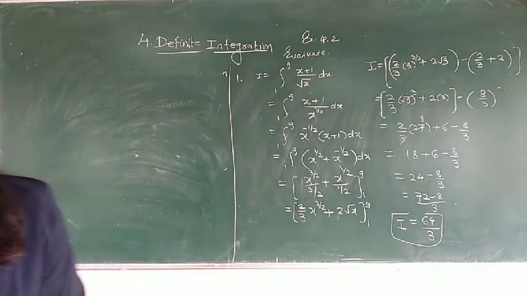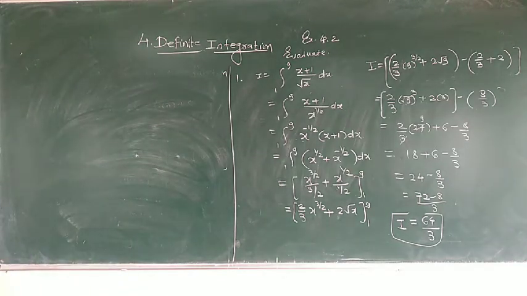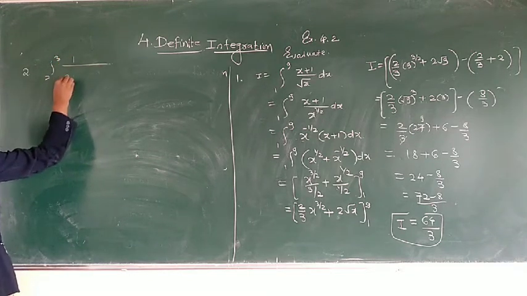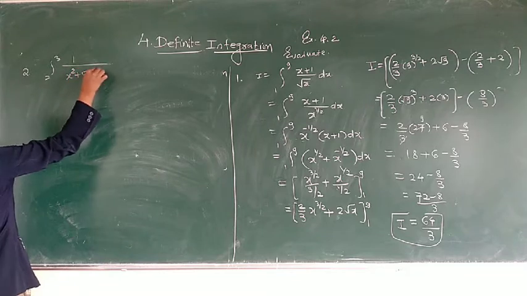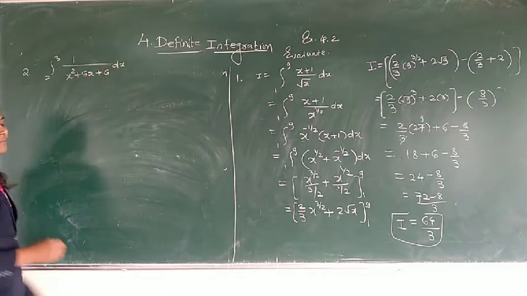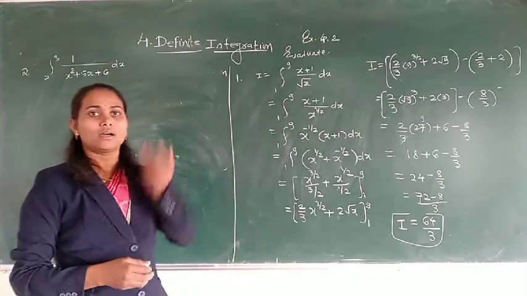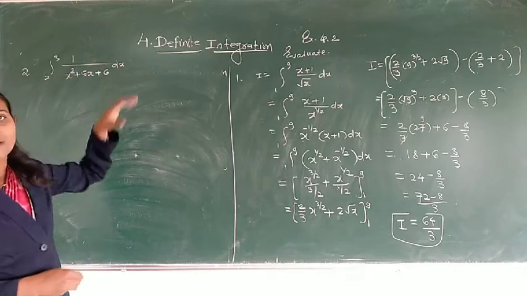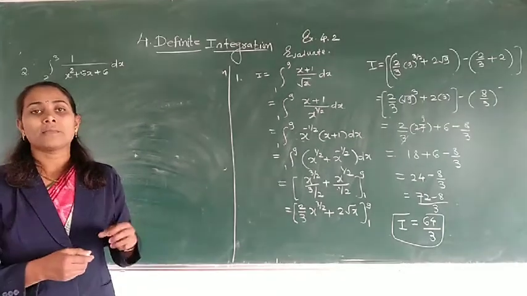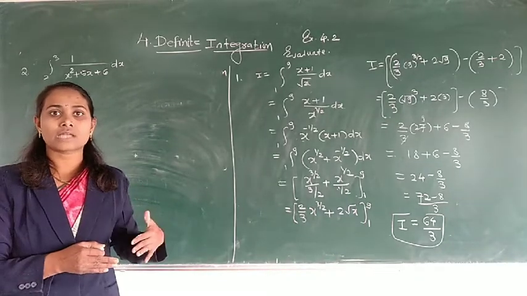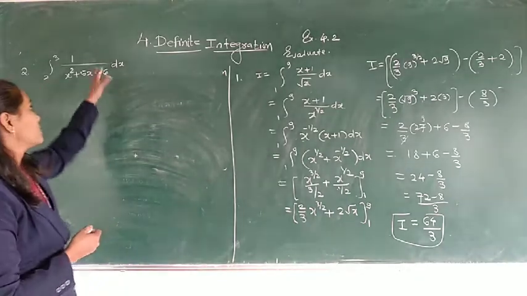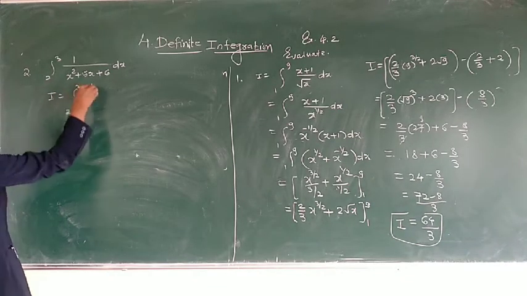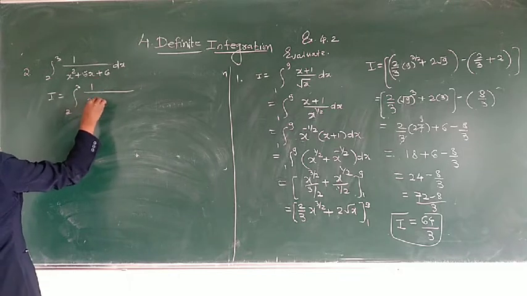Question 2 is there. Integration 2 to 3, 1 upon x square plus 5x plus 6 into dx. This example you should solve in 2 or 3 methods. First, by using partial fractions you can solve this example. Also, by making a complete square and converting it into standard form and using the formulae, we can also find the answer of this question. So first here I am applying this function x square plus 5x plus 6.